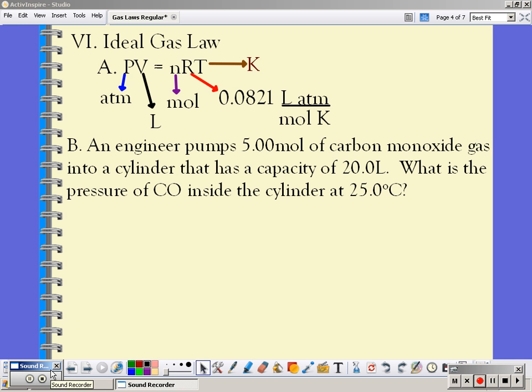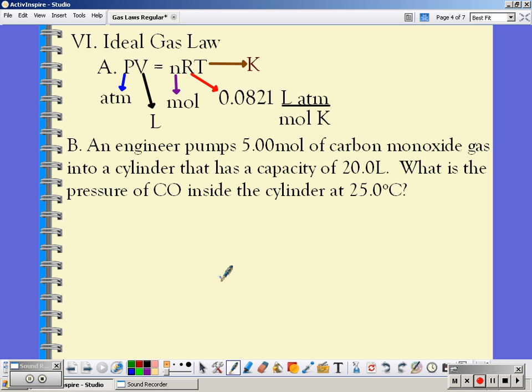The ideal gas law helps us relate pressure, volume, and temperature to an amount of a substance. So PV equals nRT. Pressure has to be in ATM. Volume has to be in liters. N is my amount, which has to be in moles. So if I'm given grams, I would need to convert to moles.